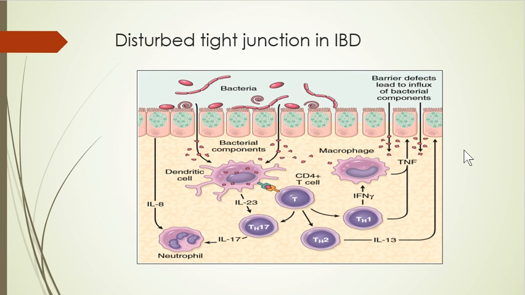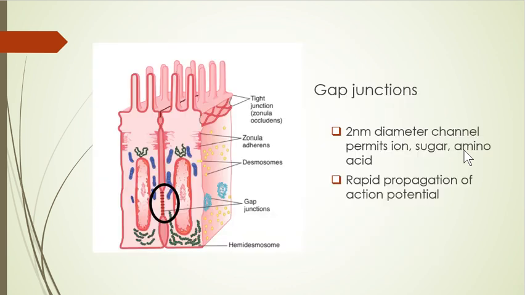Now, after tight junctions, one more important junction is the gap junction. If we talk about gap junctions, as you can see, in between two cells, this part is the gap junction.